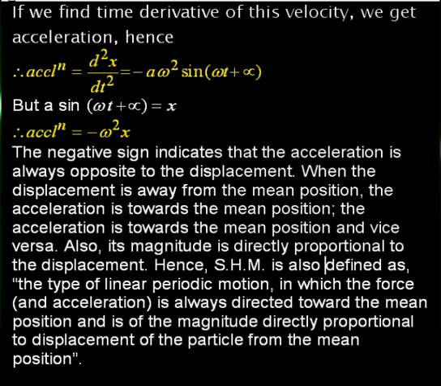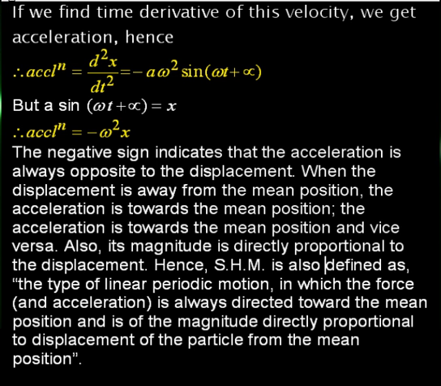If we find time derivative of this velocity, we get acceleration. Hence, acceleration is minus a omega square sin(omega t + alpha). But a sin(omega t + alpha) is x. So acceleration is equal to minus omega square x.